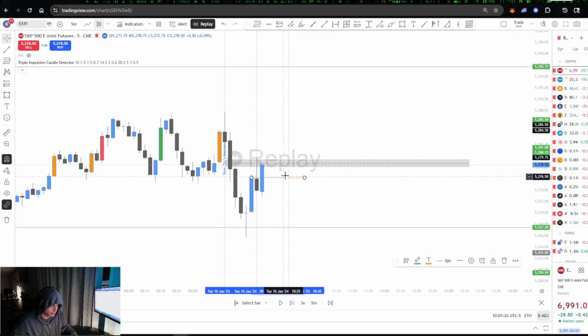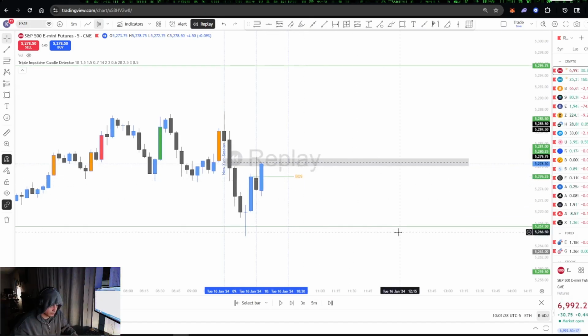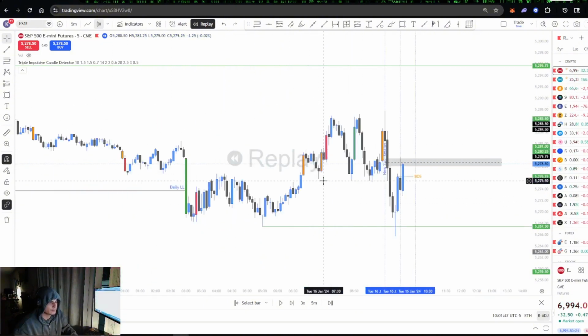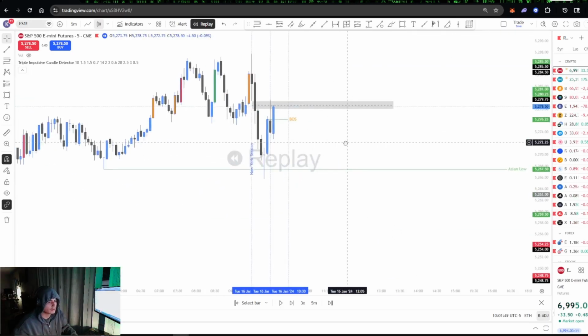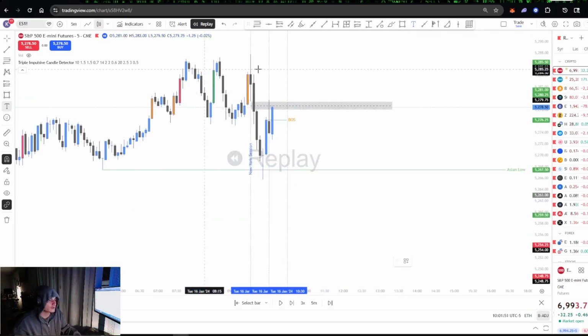Put BOS, break of structure. We got a break of structure there, and now we had a retracement to there. So we want to put our lowest from, okay, perfect. This is perfect because look, this is what the strategy is.